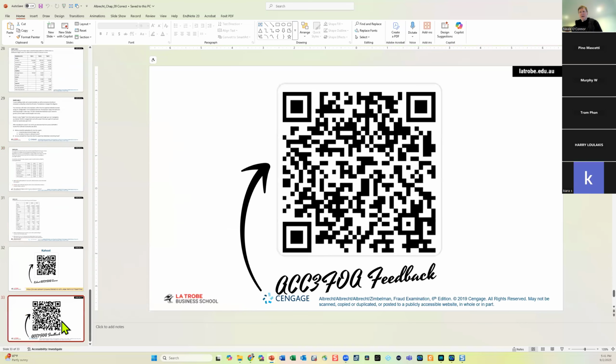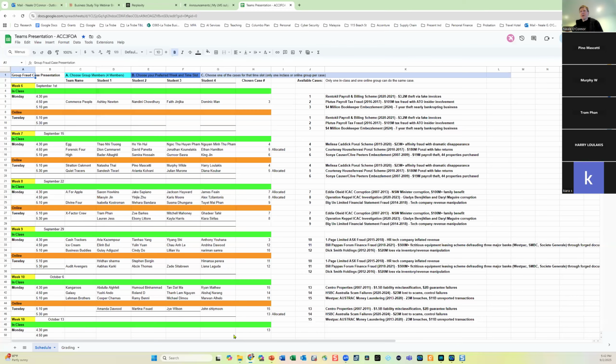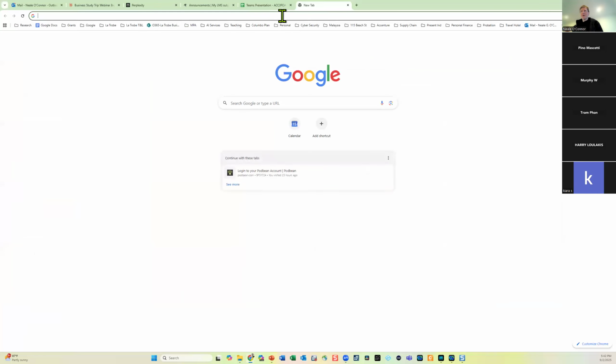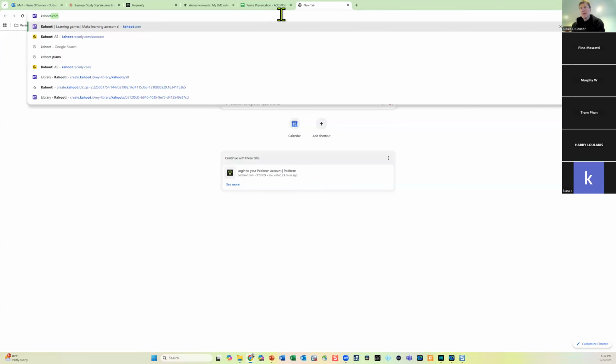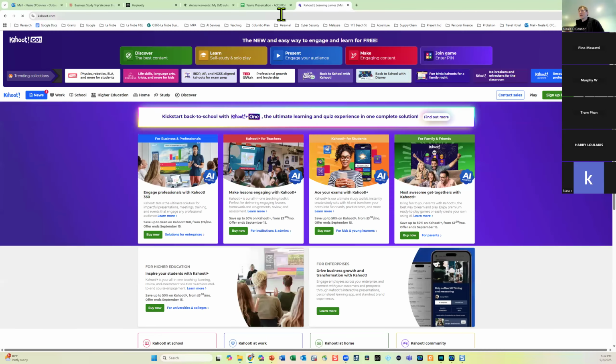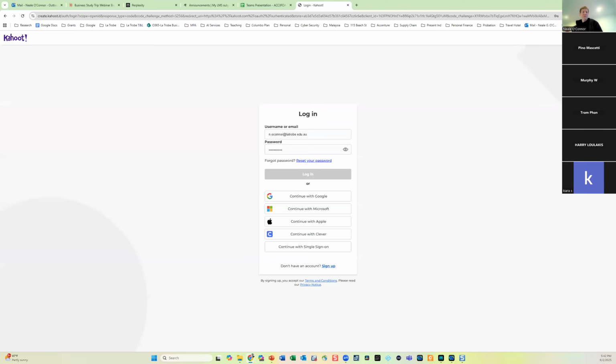What I want you to do now is, can I ask you to scan this QR code? And did you want, I think we should play Kahoot. Do you want to play Kahoot? Yes or no? I'd love to. Yes. We love our Kahoot. Let's just see if we can get it working. Log in.